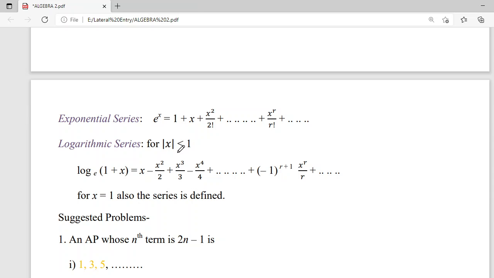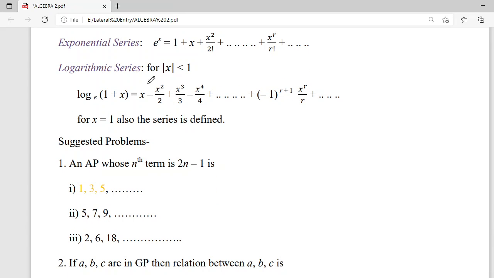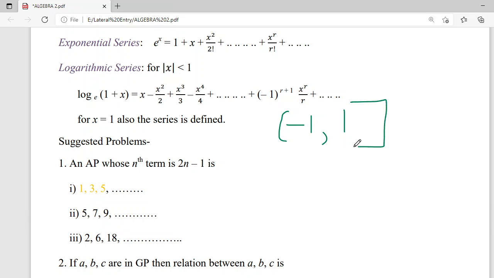And the logarithmic series is defined for mod x less than 1. So this is the series: x minus x square by 2 plus x cube by 3, and so on. The logarithm base should be e. It is also defined for x equal to 1, but for x equal to minus 1 it is not defined, and for mod x greater than 1 it is not defined. So the interval is open at minus 1 and closed at 1. For this interval the logarithmic series is defined.